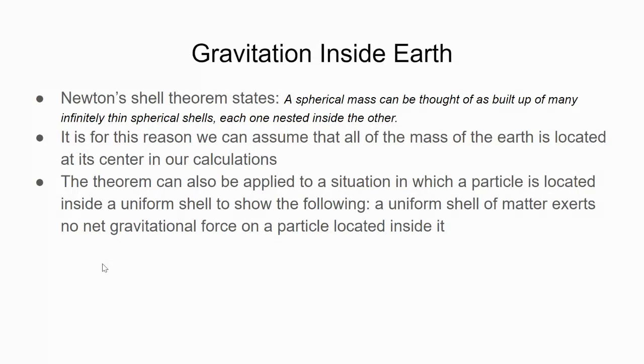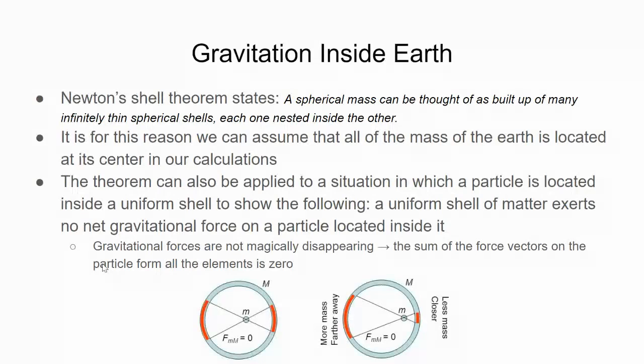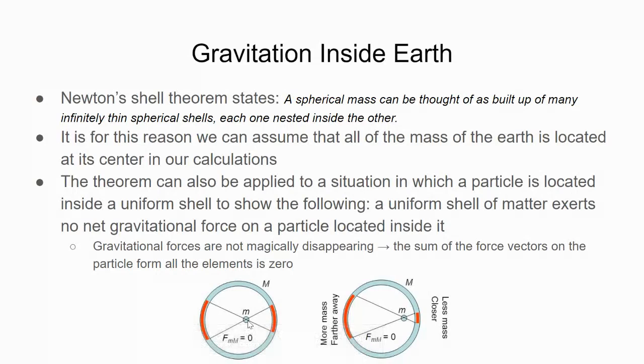A uniform shell of matter exerts no net gravitational force on a particle located inside it. The reason for this is that the sum of the force vectors on the particle from all the elements is 0. It's not that gravitational forces are just magically disappearing. And we can really see it from this picture right here. If we're measuring the gravitational force on this little m that's inside this shell, we measure it from the left-hand side and from the right-hand side. So we're kind of taking the shell as pieces.